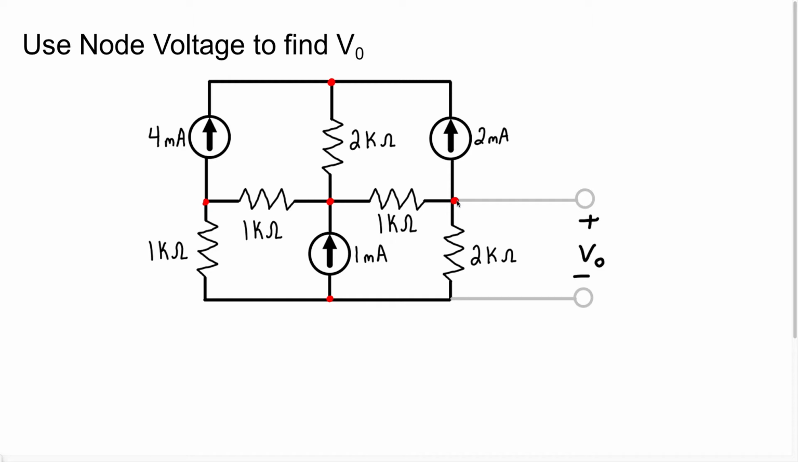Now you can choose which one you would like to be the reference node, but in this particular situation, because they want us to find the voltage VO, which is the voltage across this 2K resistor, I'm actually going to take the reference node to be this node here. Yes, this node, right? It's going to be crazy. But I'm going to take this node right here to be our reference node.